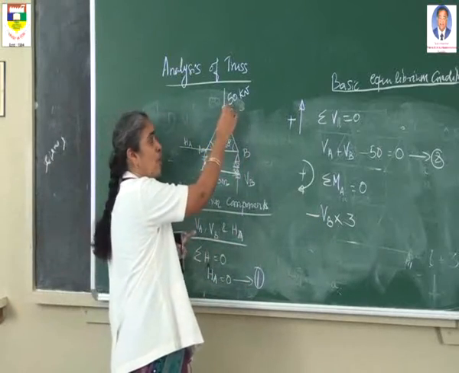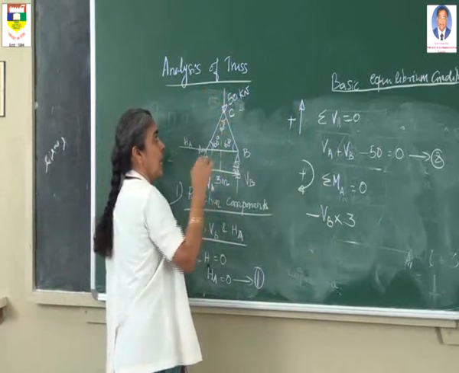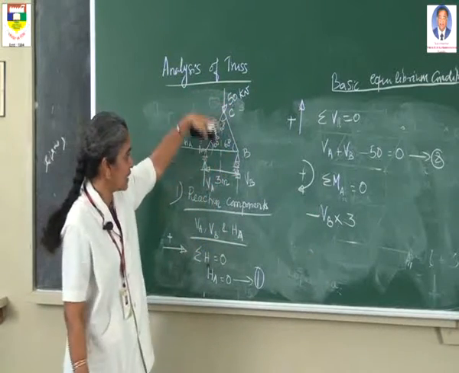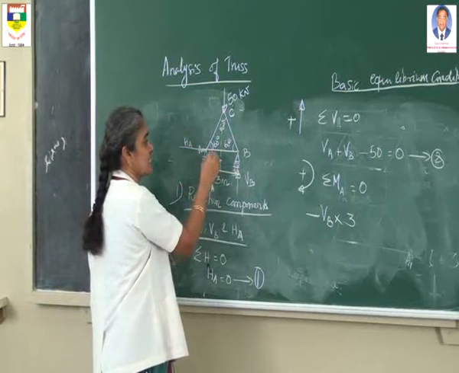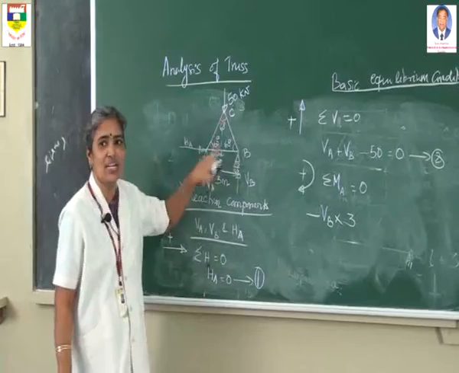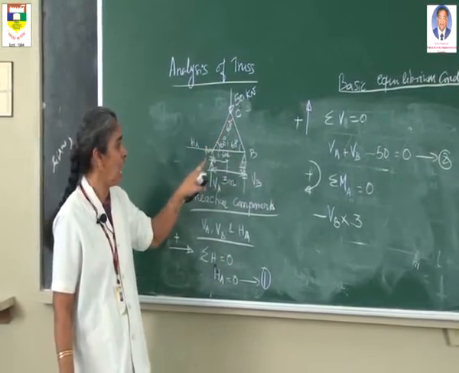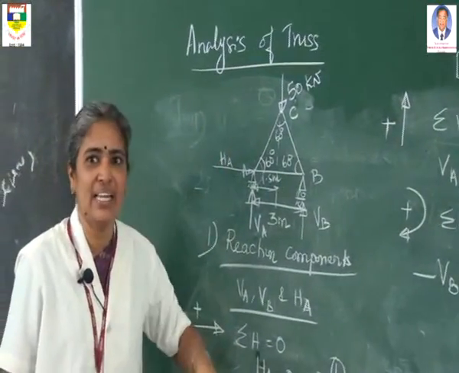Then you have to take the moment due to this force. This force is 50 kilonewton, and it is acting at the center of this truss. Therefore 50 into this distance, which is 1.5 meters. That is the horizontal distance between point C and point A, which is 1.5 meters. This load is acting downward.